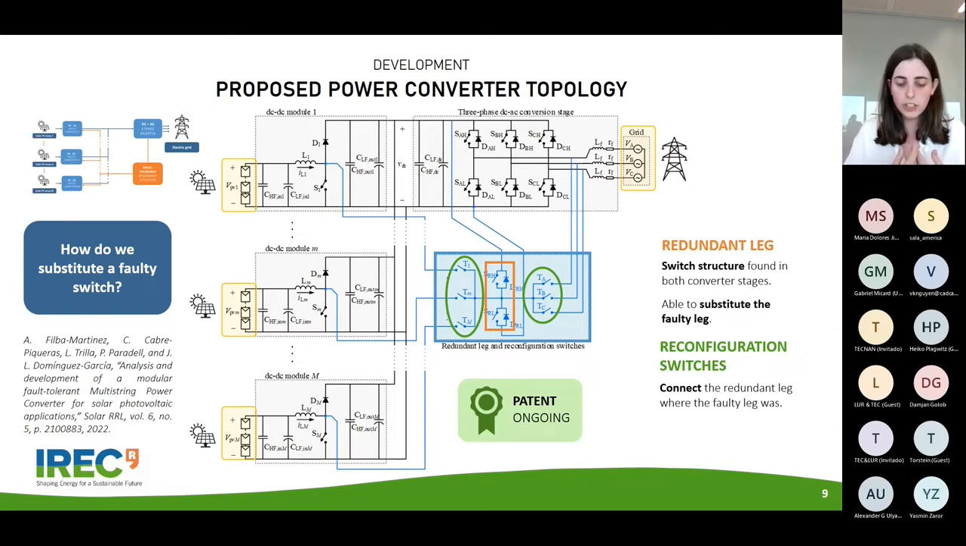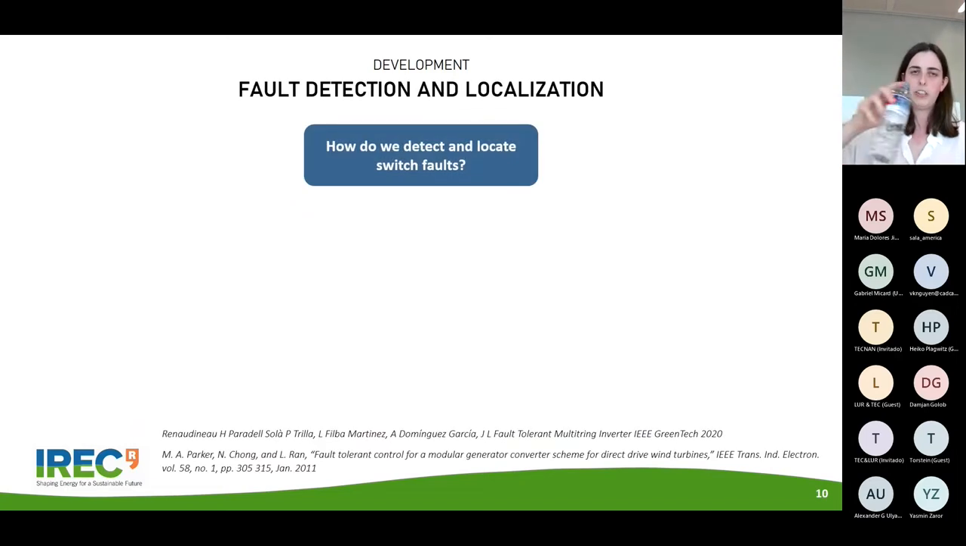But well, knowing the circuit, how can we detect the faults when they happen, and how can we know where this fault has occurred?